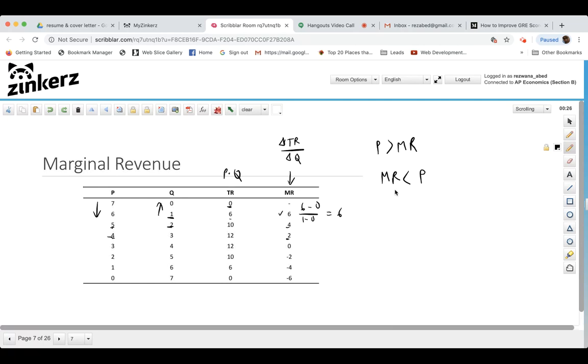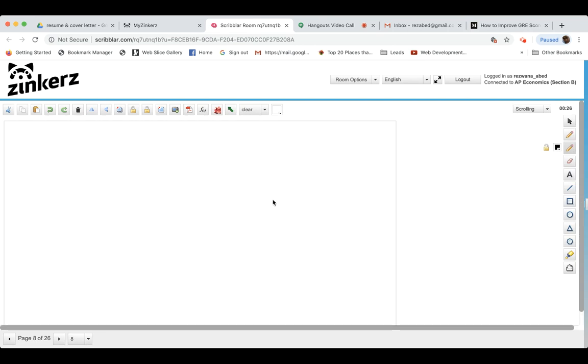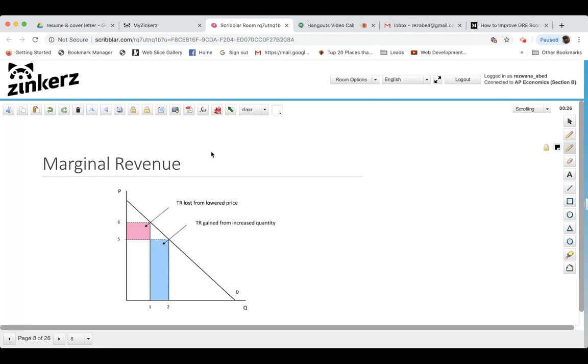No, it's not that you're not making any money. It's that every time you sell an additional unit, you have to lower your price. Okay, so let's do it with this graph over here. I think we did this a little bit last week. So let's show what happens if you go from selling 1 unit to 2, right?